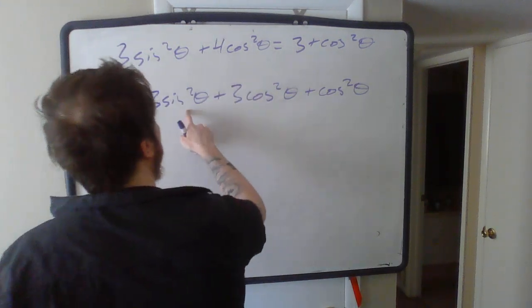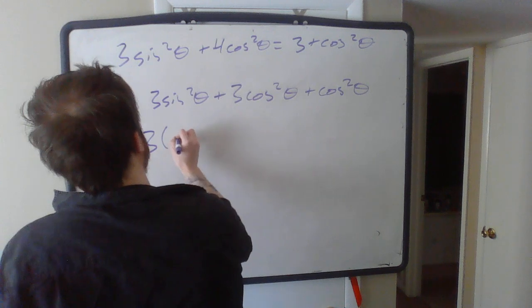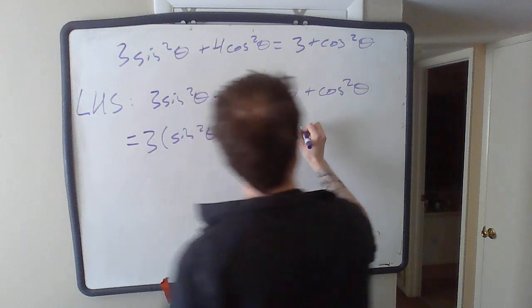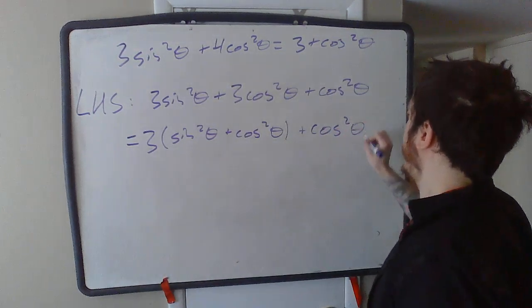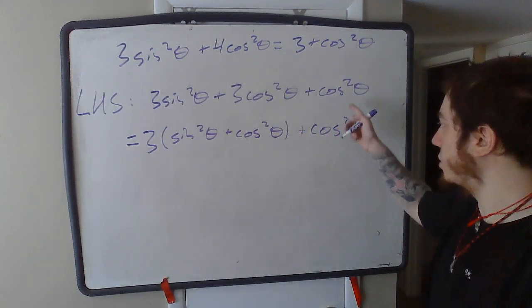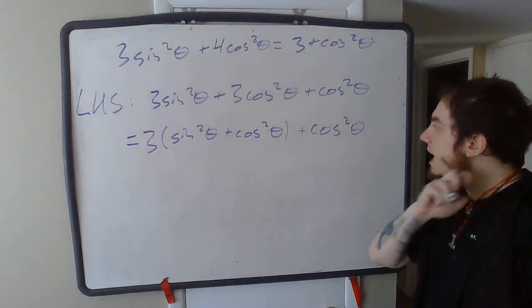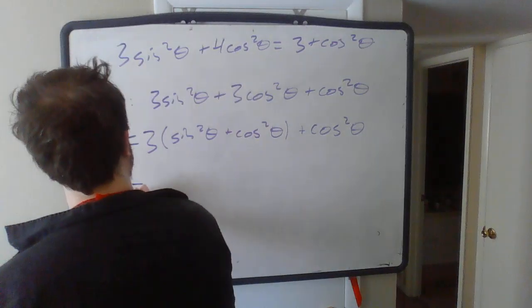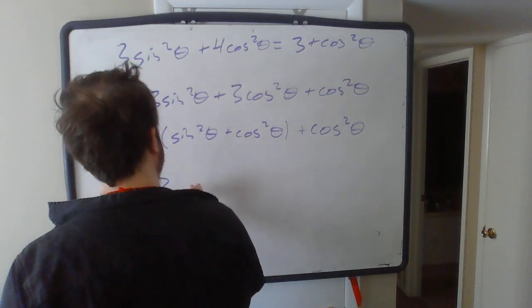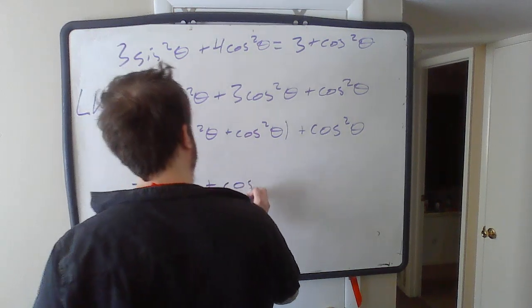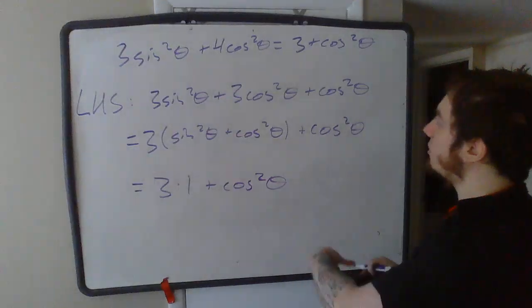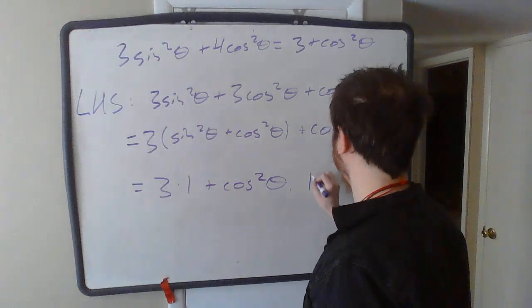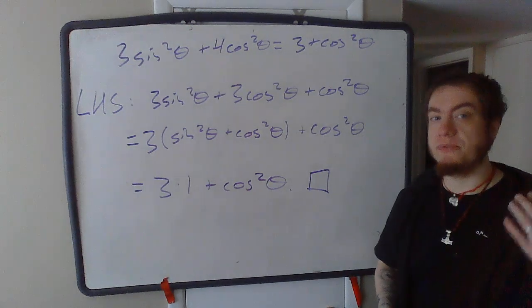Now what I can do is factor the 3 out of these first 2 terms. So I get 3 times sine squared theta plus cosine squared theta. And then outside of all of that, we're still adding on the cosine squared theta here, of course. But this is just 1 by the Pythagorean identity. So this becomes 3 times 1 plus cosine squared theta. But of course, that's just 3 plus cosine squared theta, which is the right-hand side to begin with. So we are done. We have proved this identity.